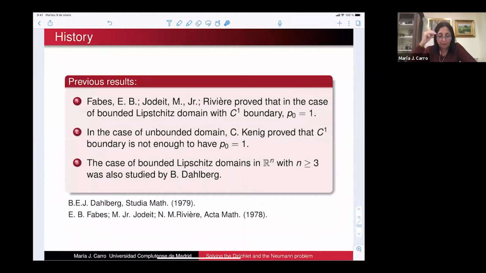Now, let me tell you some previous results to this theorem of Carlos Kenig. First of all, Fabes, Jodeit, and Riviere studied the case of a bounded Lipschitz domain where the boundary had C1 regularity. And they proved that in that case, P0 is equal to 1. In the case of an unbounded domain, Carlos Kenig proved that C1 boundary regularity was not enough to have P0 equal to 1, so they need some more conditions. And then there are also some results of Dahlberg for dimension m bigger than or equal to 3, where he studied the case of a bounded Lipschitz domain.